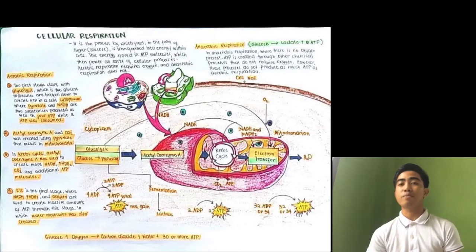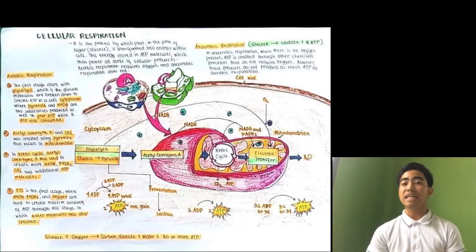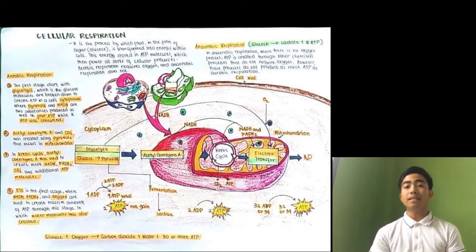So when we say anaerobic respiration, it is where there is no oxygen present. ATP is created through other chemical substances that do not require oxygen. However, these processes do not produce as much ATP as aerobic respiration. While aerobic respiration includes the 4 stages, which we are going to tackle individually in our group.